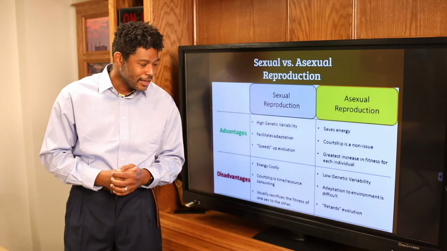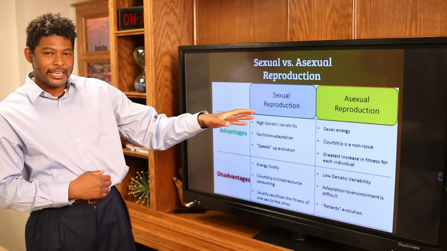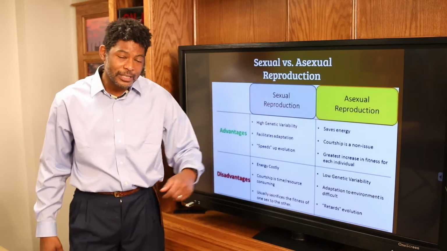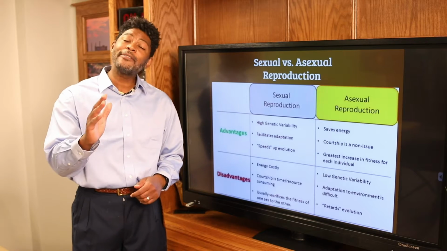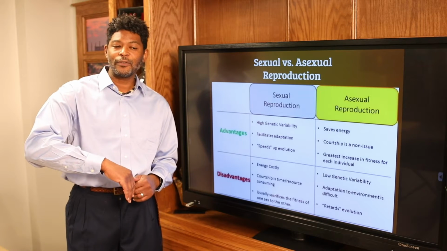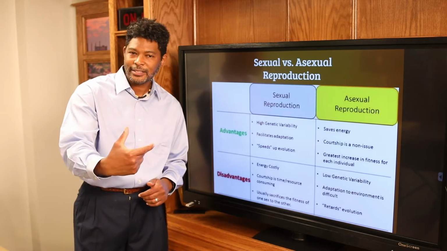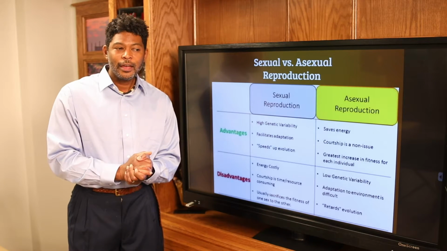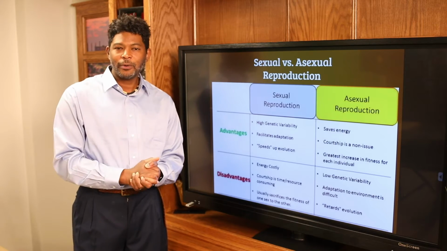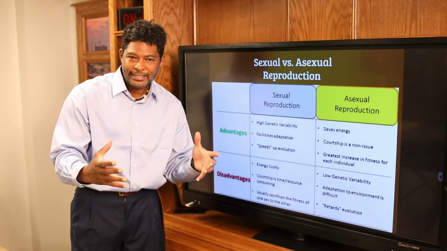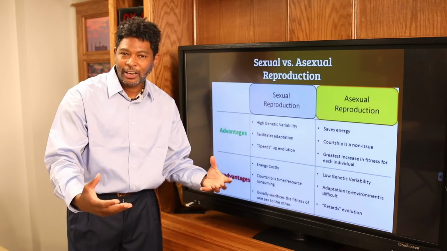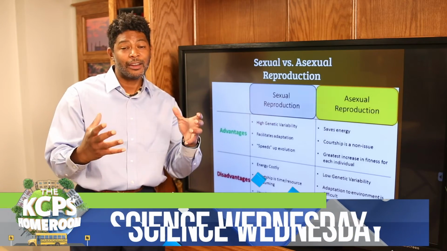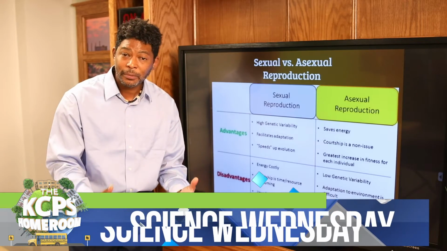Go figure. Now, asexual reproduction, some of the downsides. First of all, low genetic variability. Like I said, if you have a disease that targets a genetic makeup, everybody with that makeup will die. If every plant or every bacteria has the exact same genetic makeup, then all those organisms become susceptible and die.